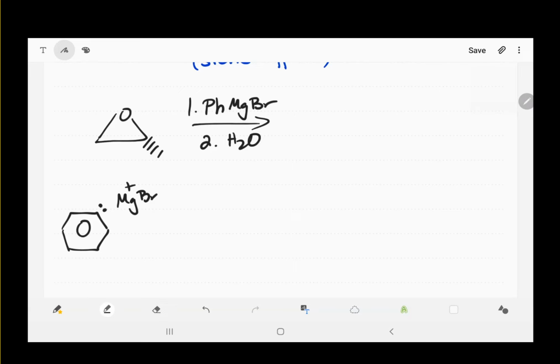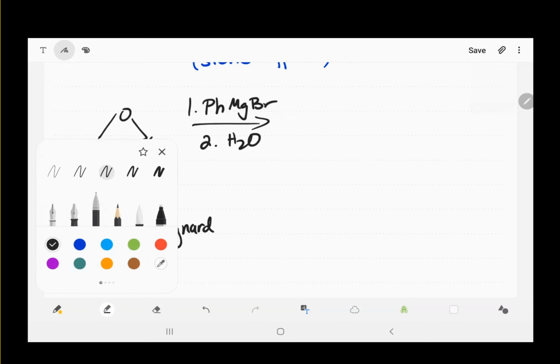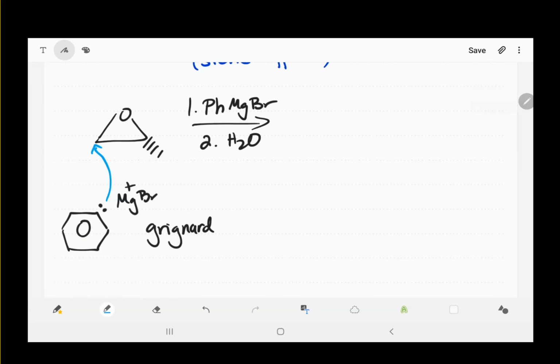Remember this sort of thing? This is a Grignard reagent. Essentially it is a carbon with a negative charge on it. Light blue, in it comes, pops open your ether.